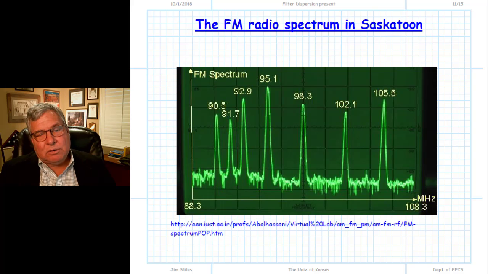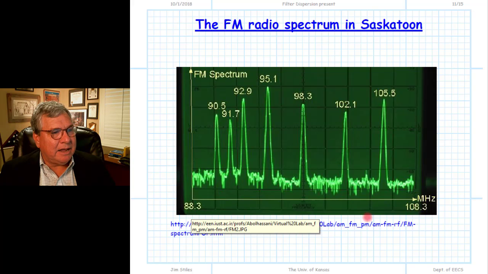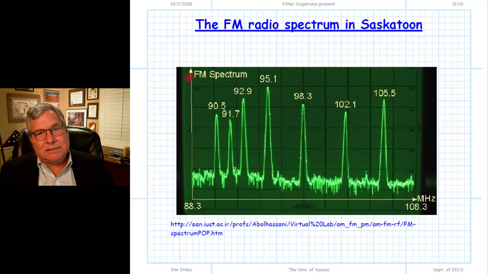So a more physical plot of what I just showed on the previous page would be shown here. This is a measurement from a spectrum analyzer. Again, the horizontal axis here is frequency. In this case, it goes from 88 megahertz to 108 megahertz. And the vertical scale then is energy. Each of these little spikes corresponds to a different radio station. Again, this is a spectral analysis.